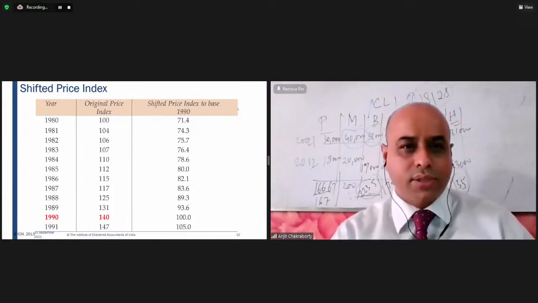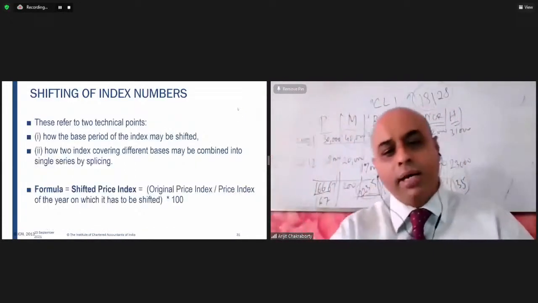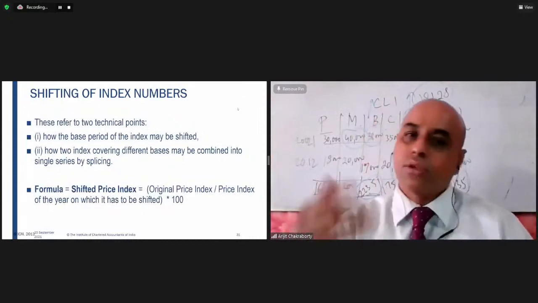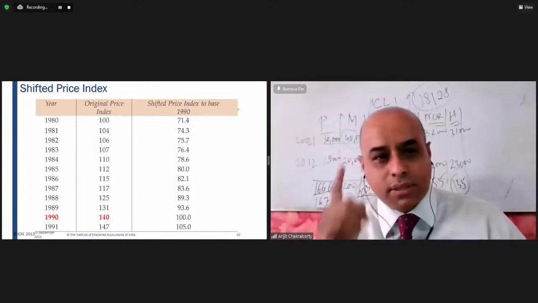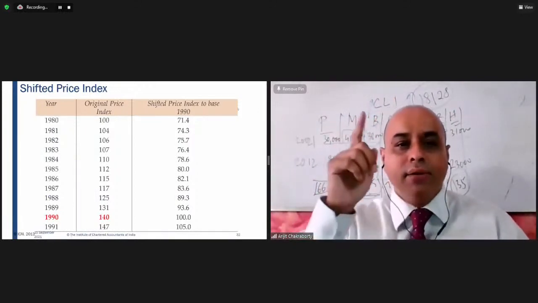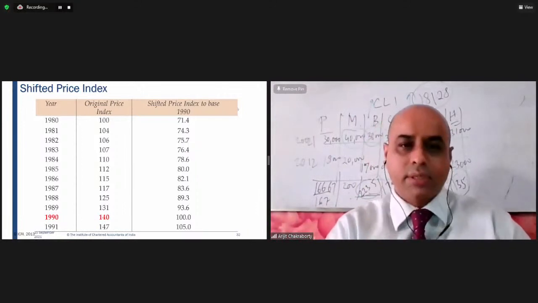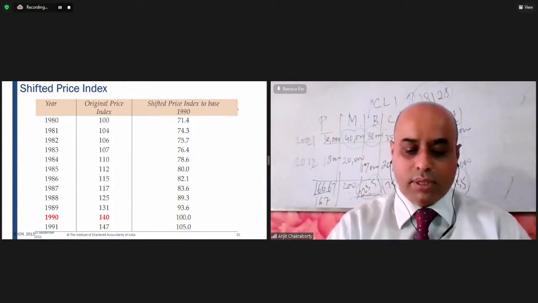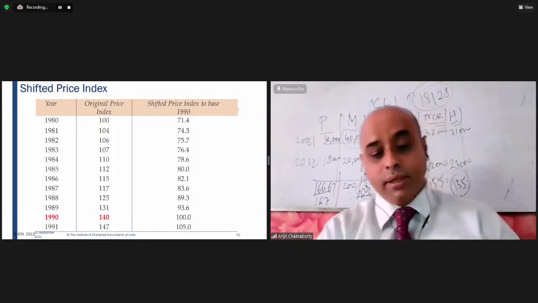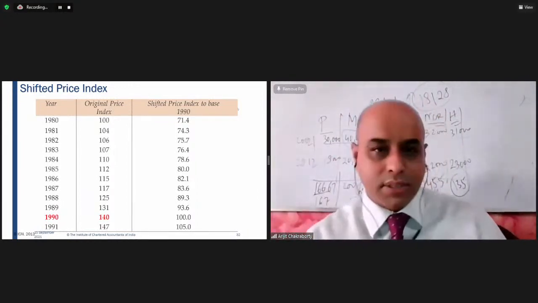So now comes the question, what is the formula for the shifted price index? Original price index by price index of the year on which it has to be shifted. As simple as that. So original price index is 100 for 1980 and the price index for the shifting year 1990 is 140. So let me just divide 100 by 140 and multiply that by 100. What am I getting? Let me check. So I'm getting 71.42. That means I have got the shifted price index.